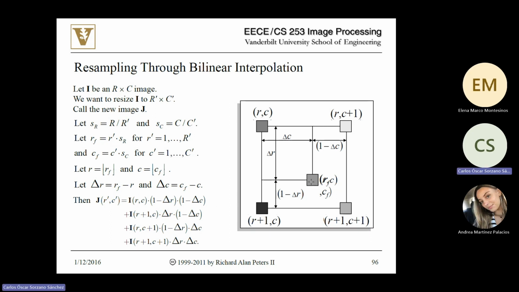Now let's say that delta C is 1, but delta R is 0. So this term is 0. This term is 0. Delta R is 0, so this term is 0. The only one surviving is this one. It is delta C, which is 1, times 1 minus delta R, but delta R is 0, so this term is 1. So we have 1 times 1, and then I R C plus 1.